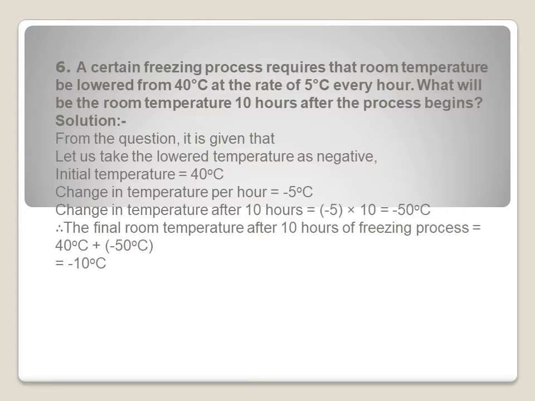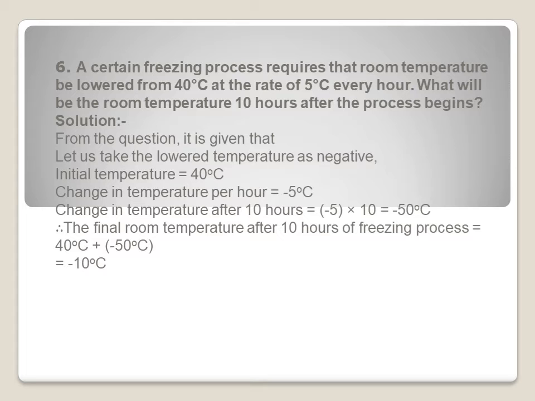Freezing process is a process where the temperature of the room keeps on decreasing at the rate of 5 degrees centigrade per hour. Means in 1 hour the decrease in temperature is 5 degrees centigrade. So now what is the final temperature? 40, which was the initial, plus minus 50, means both we have to add up, but here when it is decreasing we have taken it as minus 50. So if you sum up this, 40 minus 50, you will get the answer as minus 10.